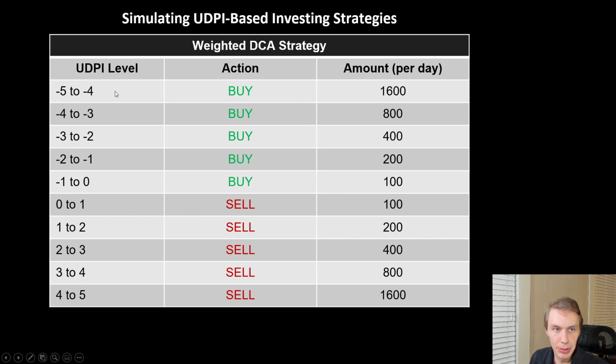And so essentially what we're going to do is say that based on UDPI level, if it's between any of these ranges, there's a different action that you'll do. You'll either buy if it's below 0 or sell if it's above 0. And then these are the amounts that I've chosen. So the starting cash is going to be $40,000, kind of an arbitrarily chosen amount. And then I just arbitrarily chose these as the DCA values. So $100 a day between negative 1 and 0, or 0 and 1. And then 200, 400, 800, 1600, just doubling as we go up.